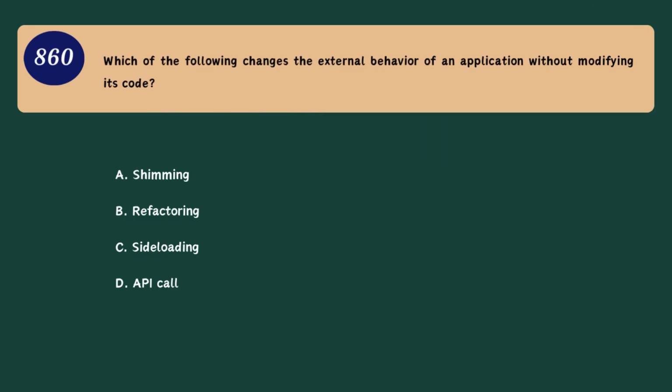Question 860. Which of the following changes the external behavior of an application without modifying its code? A. Shimming. B. Refactoring. C. Sideloading. D. API call.